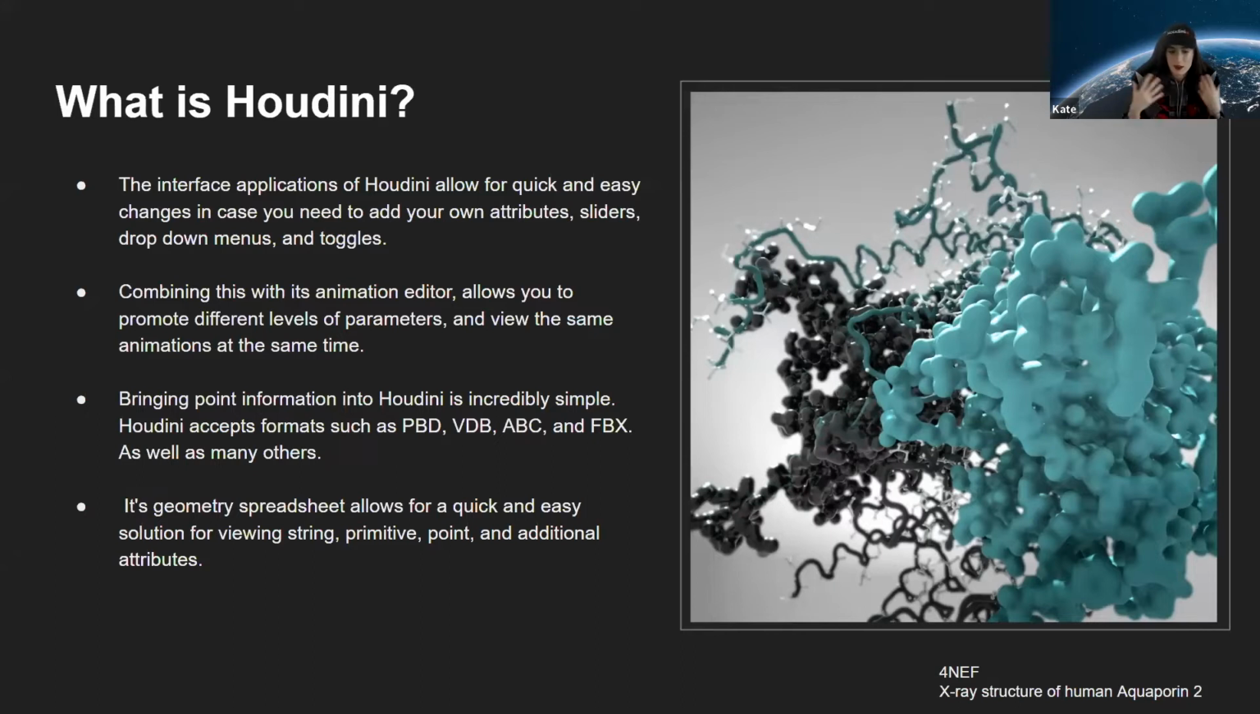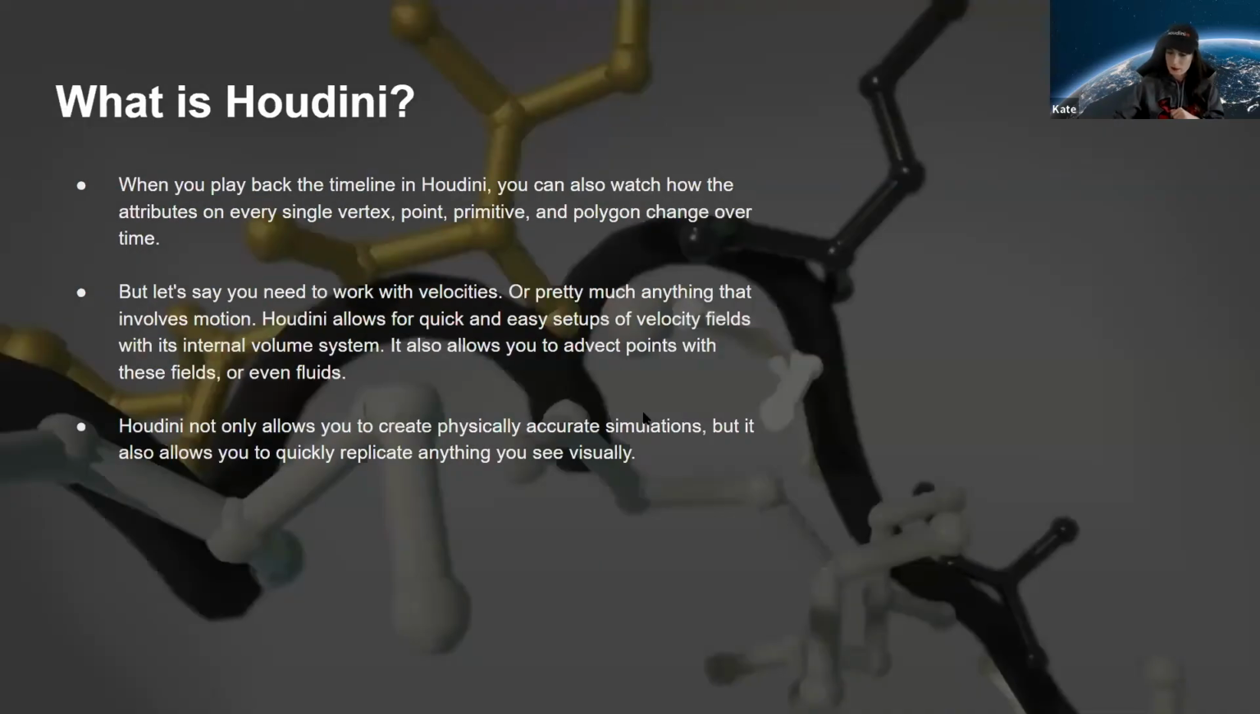Houdini accepts a different range of formats, as we've talked about, and its geometry spreadsheet allows for a quick and easy solution for viewing strings, primitives, points, and additional attributes. One cool thing about Houdini is that when you view attributes on any object, it separates them all based on the information they are associated with, which we'll get into today. When you play back the timeline in Houdini, you can also watch how the attributes on every single vertex, point, primitive, and polygon change over time in real time.